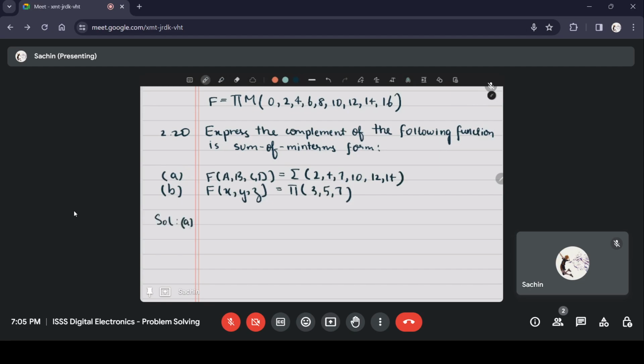Solution for part A. So f complement of ABCD will simply have the minterms that are not present in f. Since there are 4 variables, there will be 16 minterms, m0 to m15, and f complement will have only those minterms which are not present in f. It's summation 0, 1, 3, 5, 6, 8, 9, 11, 13, 15.